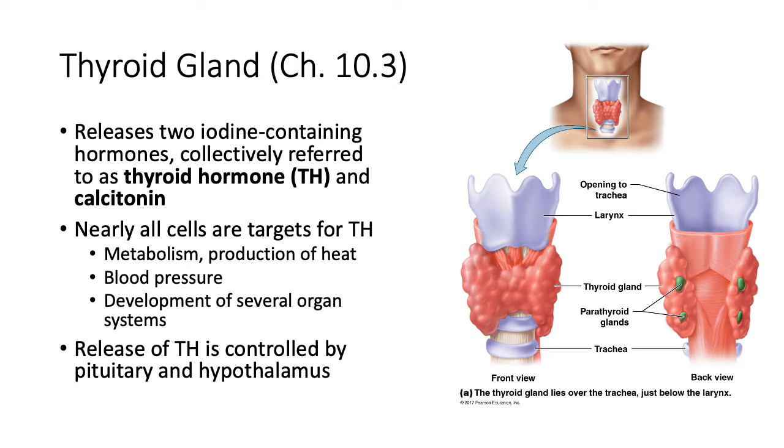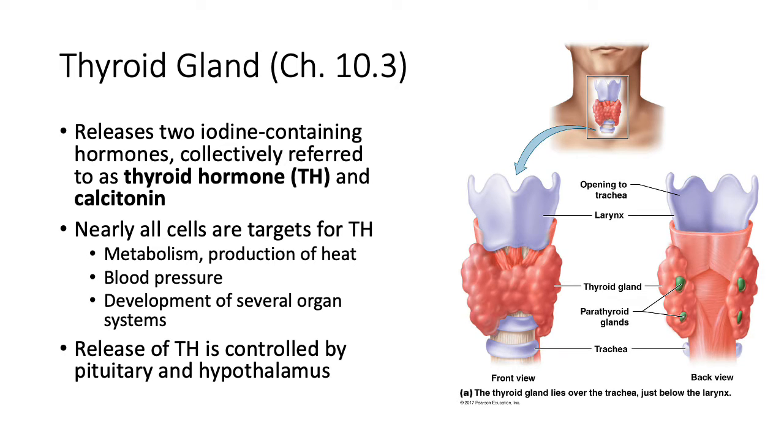So starting with the thyroid gland, we're starting from the head, where we had the hypothalamus and the pituitary, and we're moving down. The thyroid gland sits right in your throat. When you swallow, you can feel the swallowing motion in your throat, and your thyroid sits right underneath. And this gland releases two iodine-containing hormones. Your book goes on to explain what these two hormones are, but they're so similar that they're often just grouped and collectively referred to as thyroid hormone, TH, and then there is also calcitonin.